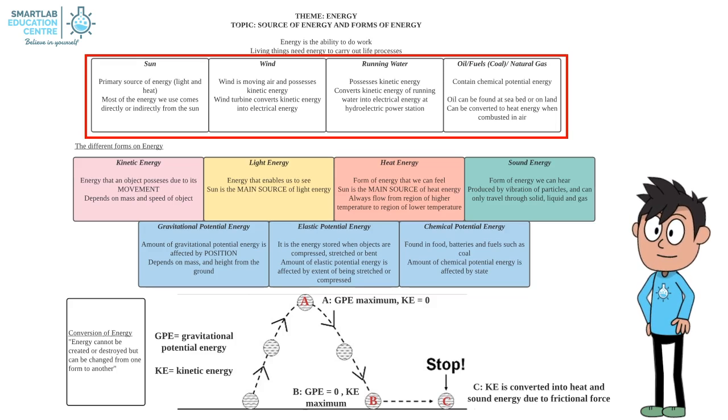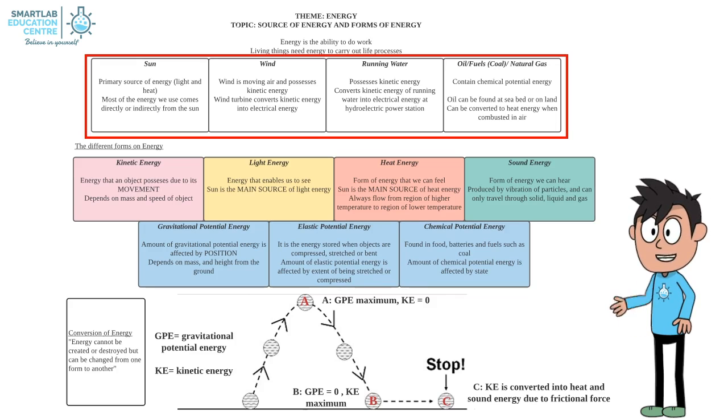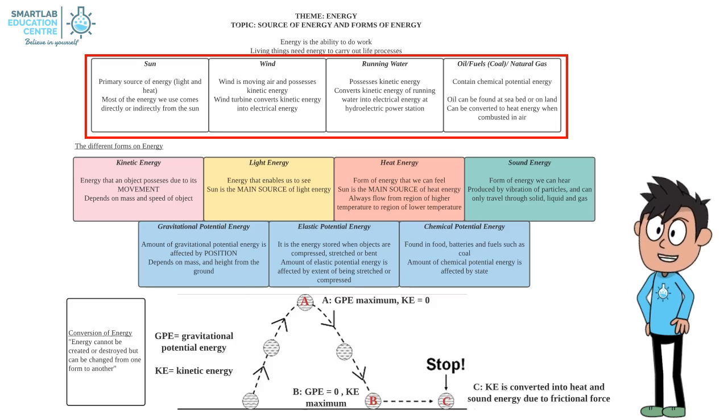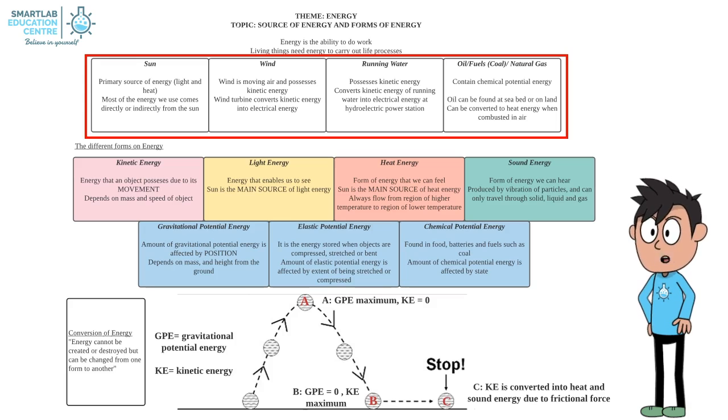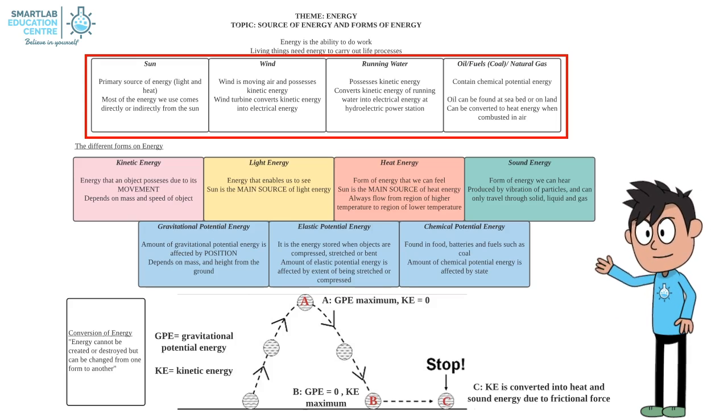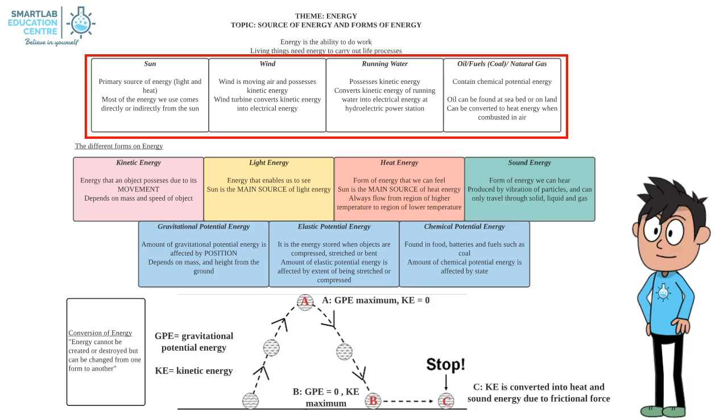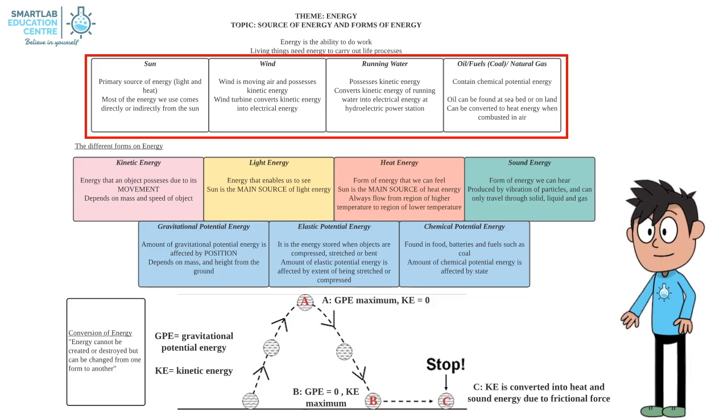Second, we have wind. Wind is moving air. Wind possesses kinetic energy. A wind turbine converts kinetic energy from the moving air into electrical energy. Third, we have running water. It possesses kinetic energy. It converts kinetic energy from the running water into electrical energy at hydroelectric power station.